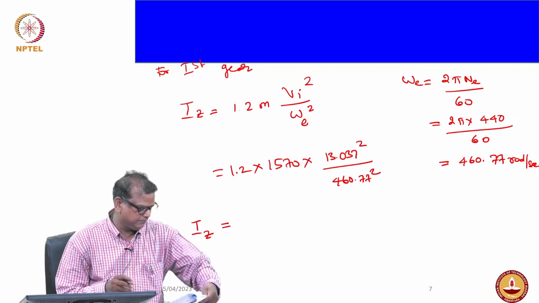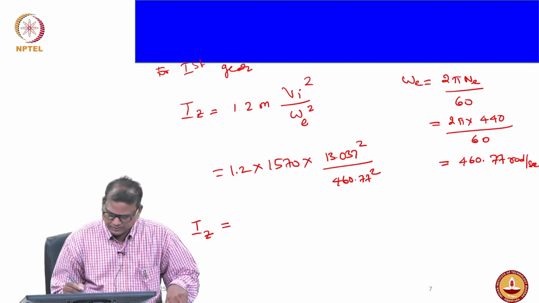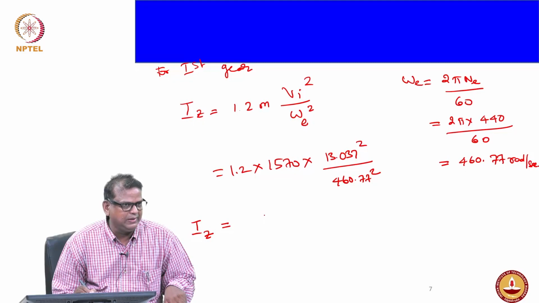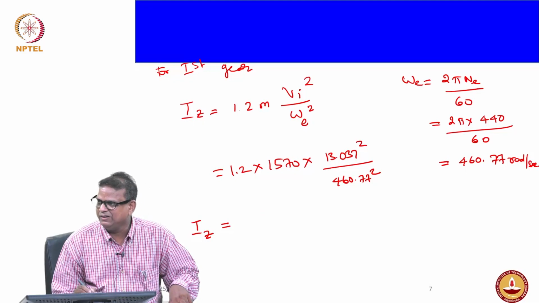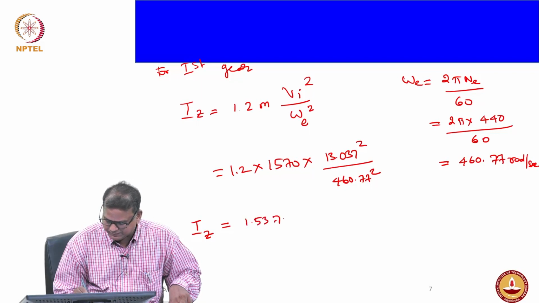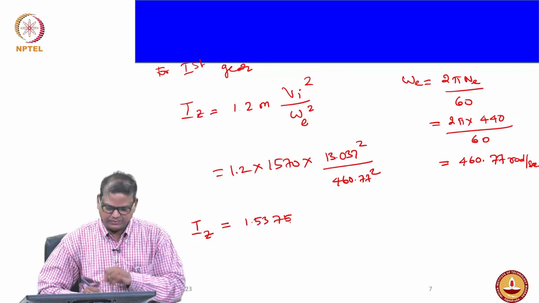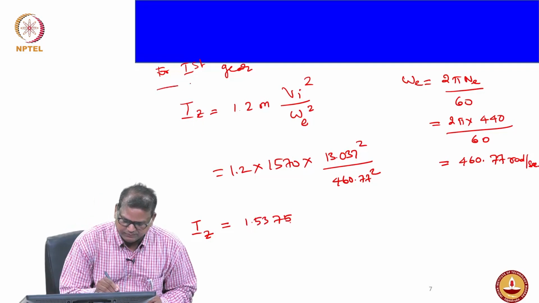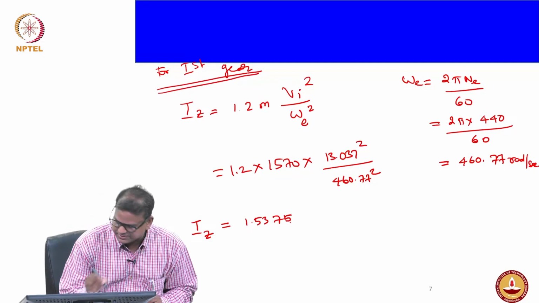What is the value you are getting? Are you getting 1.5375? Yeah, 1.5375. So, that is your I_e. Okay. For the first gear, everything we are doing is with respect to the first gear.